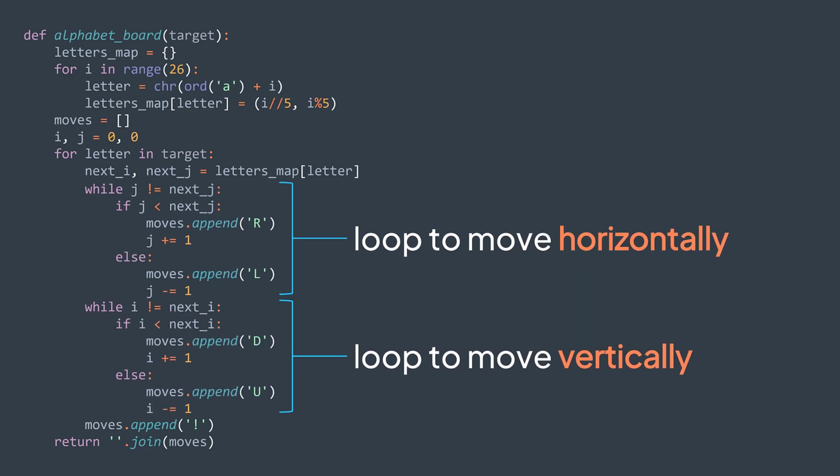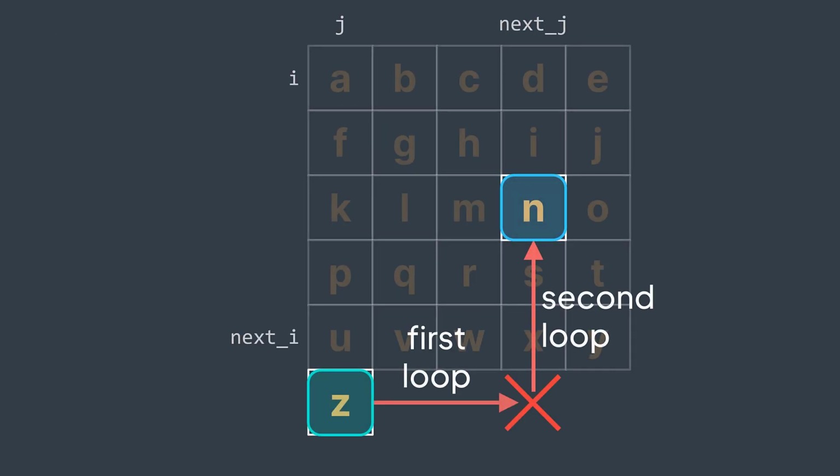But the problem now is when we start from Z, because to go to N, for example, we'd move like this. Remember that we're moving horizontally then vertically. And you can see that we're going out of the board. To fix this, we don't swap the loops again because we'd get the initial problem. Fortunately, this edge case happens only when we start from Z, so we can add a condition.